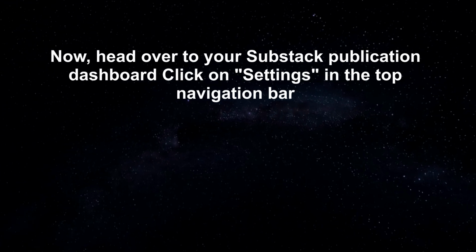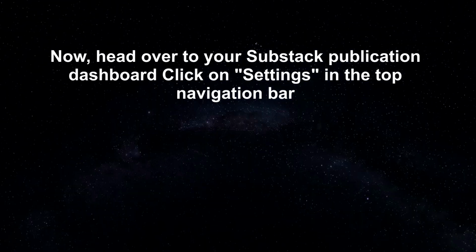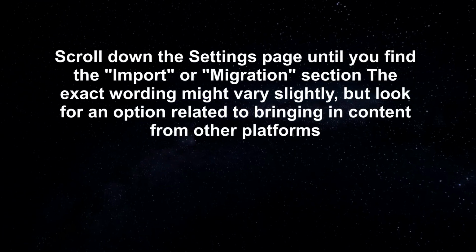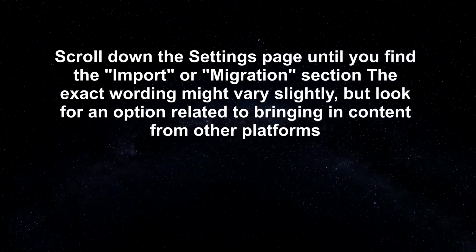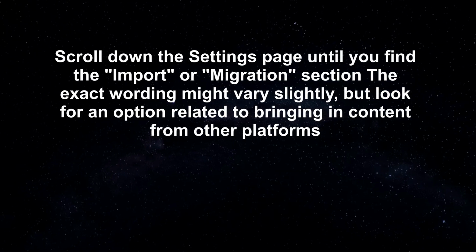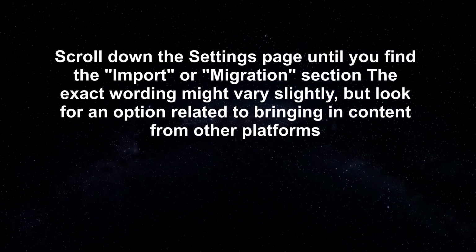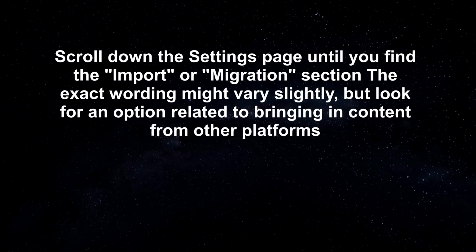Now, head over to your Substack publication dashboard. Click on Settings in the top navigation bar. Scroll down the Settings page until you find the Import or Migration section. The exact wording might vary slightly, but look for an option related to bringing in content from other platforms.